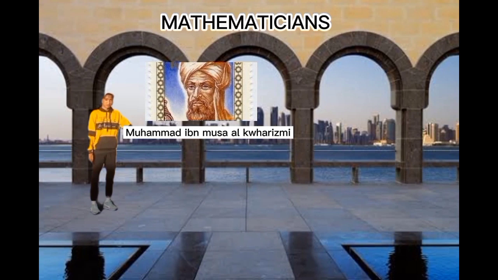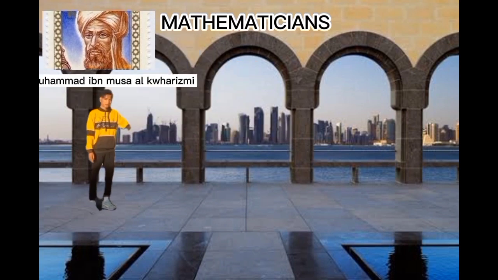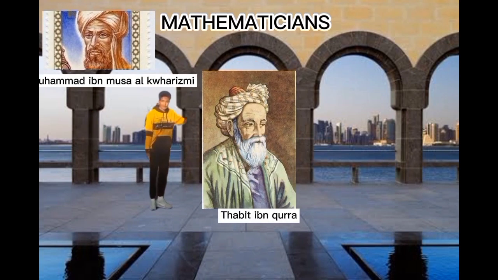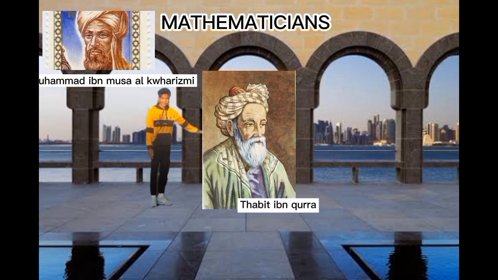Muhammad ibn Musa al-Khwarizmi, commonly known as Al-Khwarizmi, the father of algebra. Thabit ibn Qurra, most well known for his translation of ancient Greek texts into Arabic. He proved the Pythagorean theorem and Euclid's first postulate.